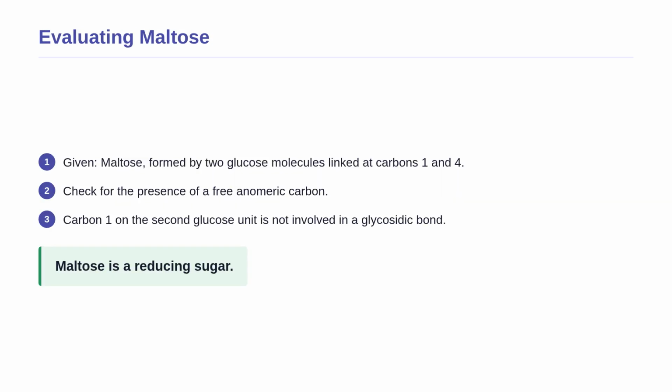Before we move on, let us see this with a concrete example from the laboratory. You are given maltose, a disaccharide formed by two glucose molecules linked at carbons 1 and 4. We need to determine if it is a reducing sugar. Our approach is to check for a free anomeric carbon. Because the linkage only uses carbon 1 of the first glucose and carbon 4 of the second, the anomeric carbon at position 1 of the second glucose remains completely free. Therefore, we conclude that maltose is indeed a reducing sugar, capable of donating electrons.